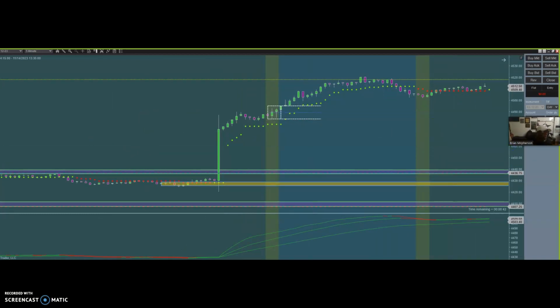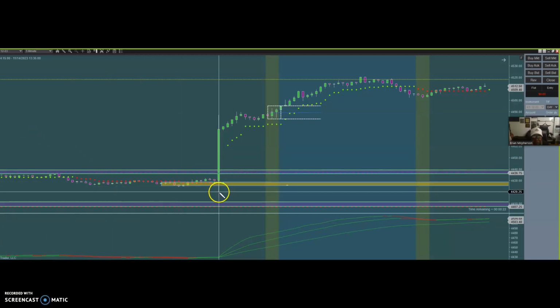So that's my chain of command. I got 60-minute ceilings and floors. Then I got 15-minute supply and demand. And then I go down to my 5-minute chart, which is the chart that I like to execute on, the 5-minute. And I start to look for my support and resistance.